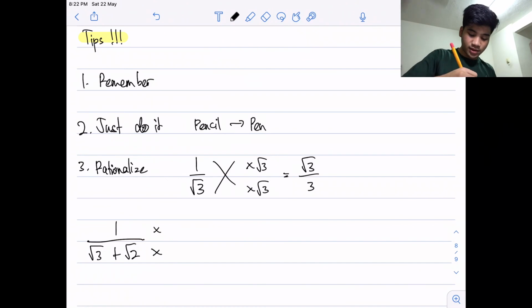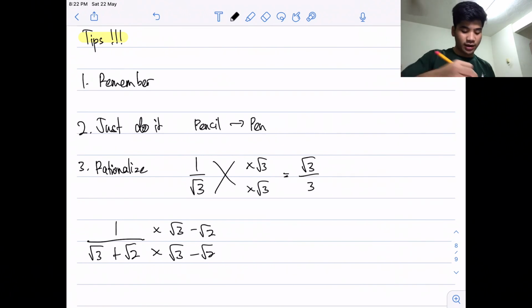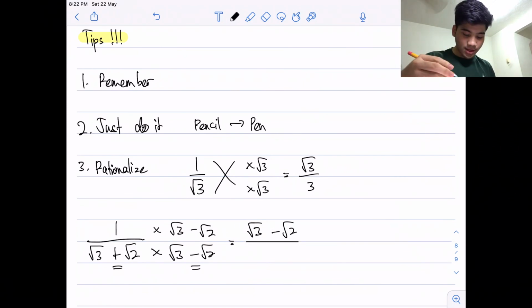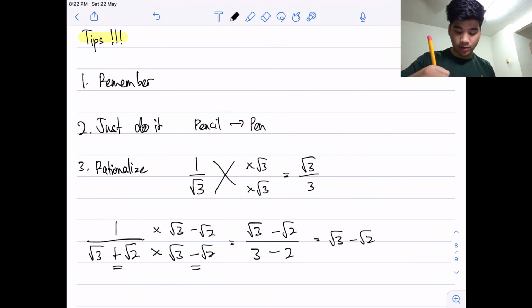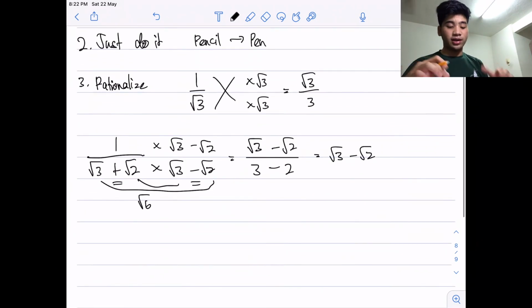You multiply the bottom and the top by root 3 minus root 2. Basically, multiply both numerator and denominator by the opposite sign. As in, if this is positive, you multiply with negative. So what I would be left with up here is root 3 minus root 2 over 3 minus 2, so I'll be left with root 3 minus root 2. The reason we multiply by the opposite sign is that when root 3 times root 2 appears, you immediately get rid of them.